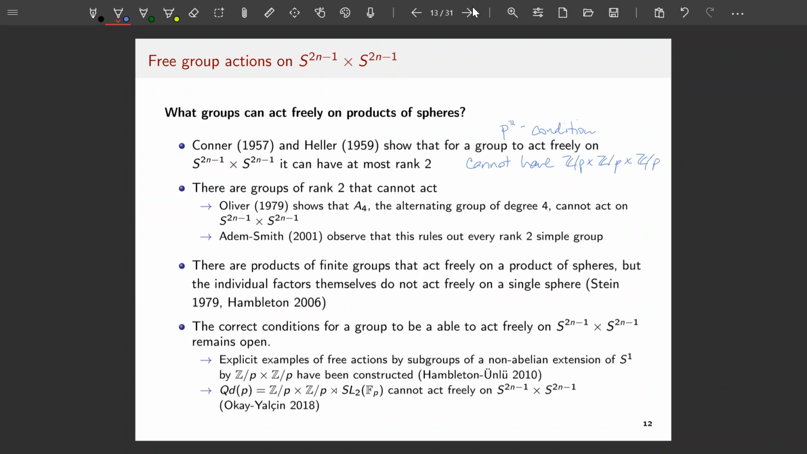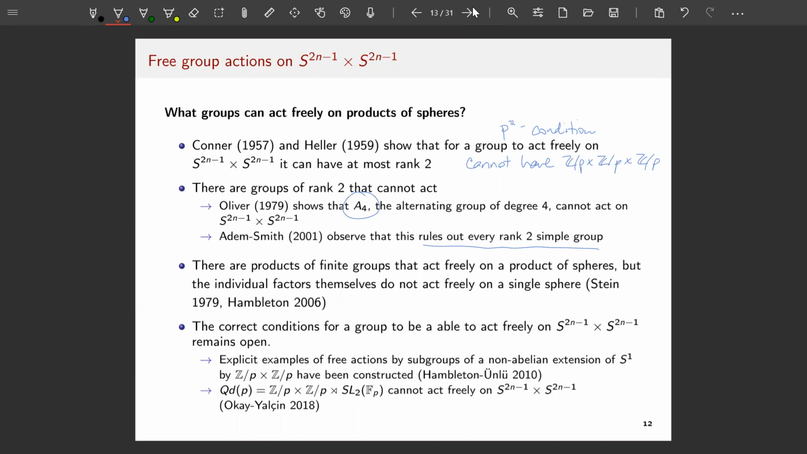But what happens within the rank 2 groups? Some of them can't act. For example, A4, the alternating group of degree 4, cannot act on S^{2n-1} cross S^{2n-1}, and that actually rules out every rank 2 simple group. There are also some funny things like this. There are products of finite groups that act freely on a product of spheres, but the individual factors themselves do not act freely on a single sphere.